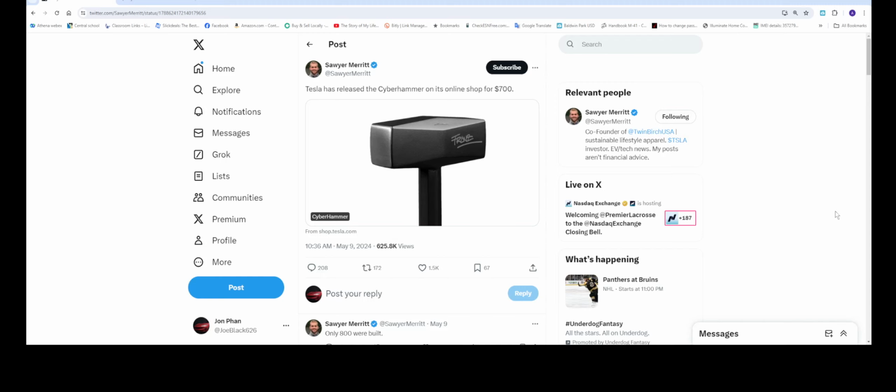In this video, I'm going to be talking about this hammer, this Cyberhammer. So you can see right here, I didn't even know that it's out. But apparently, this post is by Story say that they have released it online for $700, and guess what? It's all sold out. Alright, so $700, and they only make 800 of these, and it's all sold out.